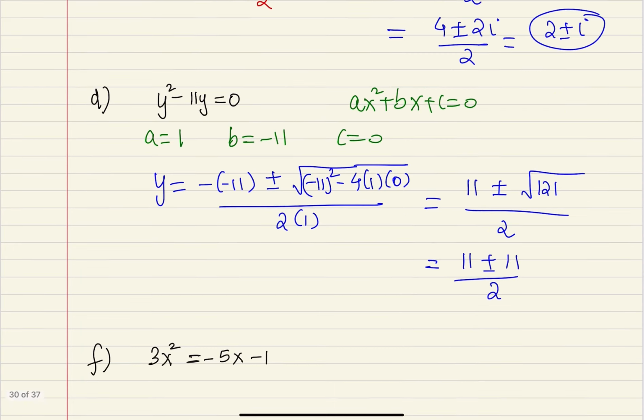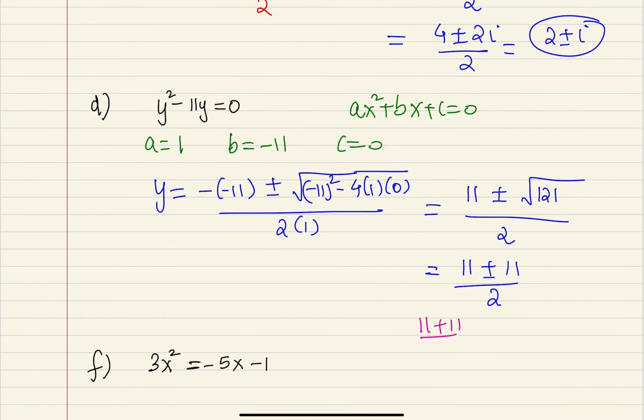So we can write two solutions here. We can go ahead and do 11 plus 11 divided by 2, 11 minus 11 divided by 2. 11 plus 11 is going to be 22 divided by 2, which is equal to 11. So my one solution is 11, and the second solution is going to be 11 minus 11, which is 0, divided by 2 is 0.